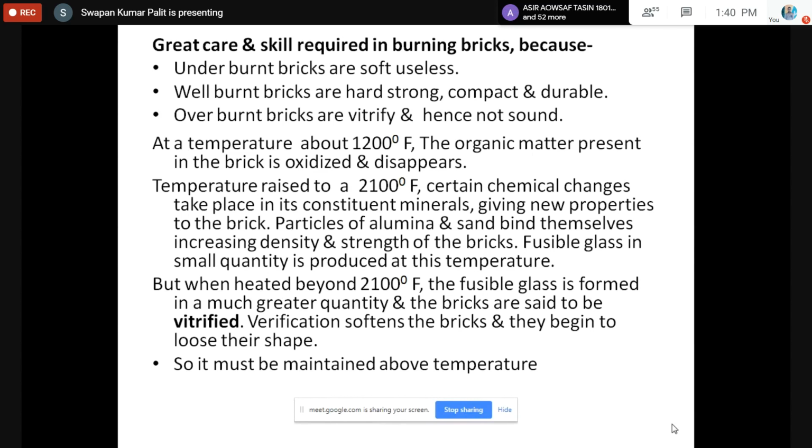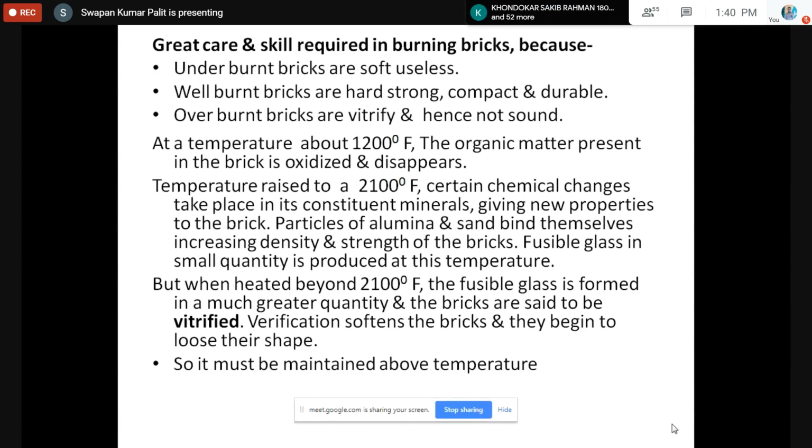So what is vitrified brick? Is it desirable for brick burning? Give reasons for your answer. So what is vitrified brick? Can you tell me, anybody?